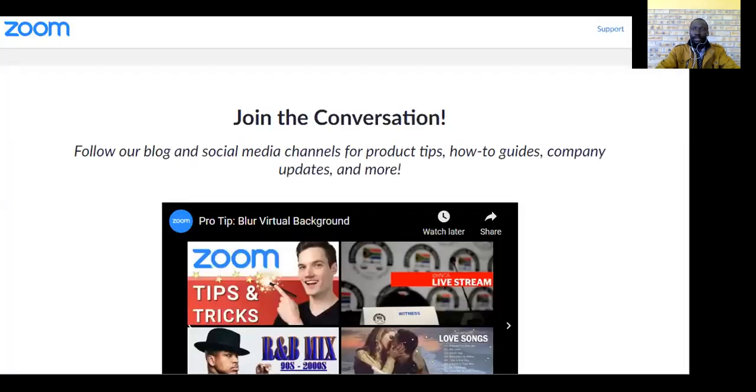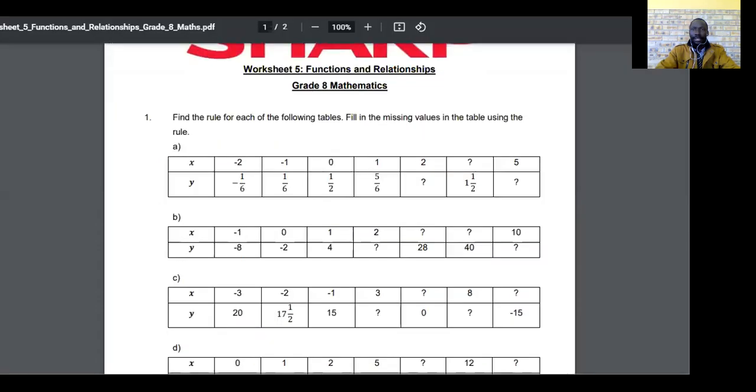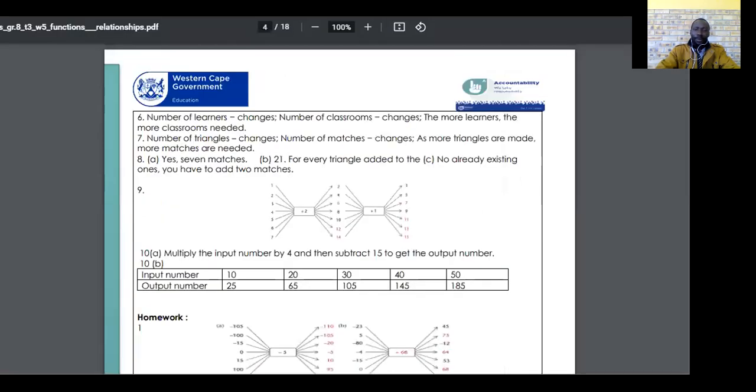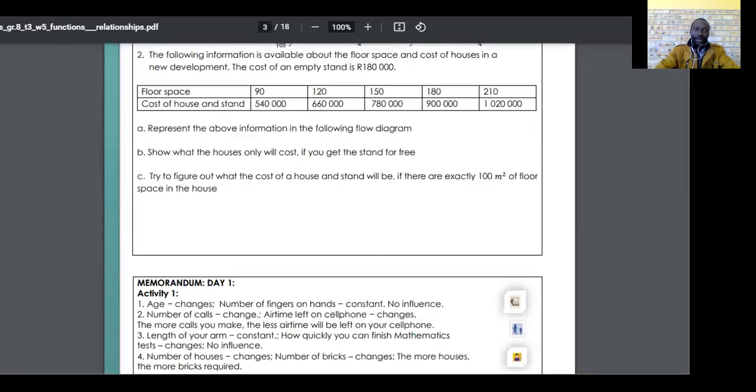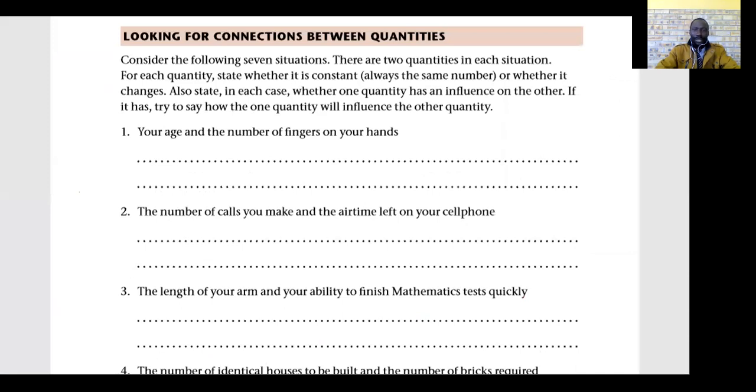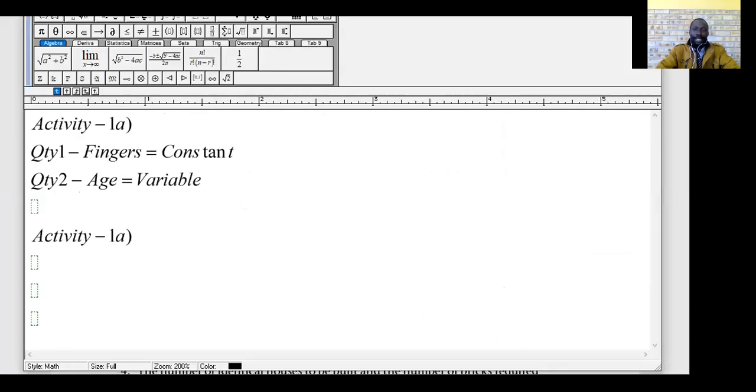So let's, sorry, this is another activity that I have prepared. So really quick, here we go. The number of fingers, yes, the two quantities are not related. The quantities are not related at all. So we say your age and the number of your fingers, they are not related.